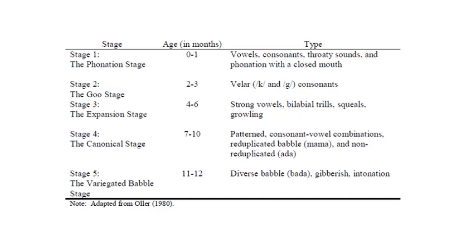We begin with the phonation stage that is basically a few vowels, consonants, throaty sounds, and phonation with a closed mouth. We then move on to what's called the GOO stage, which begins to incorporate velar consonants. Stage 3 is the expansion stage, which includes strong vowels, bilabial trills, squeals, and growls. Then, the canonical stage starts to look a lot more like language as patterned consonant-vowel combinations are introduced. And lastly, variegated babble allows a child to play with all the sounds that eventually will form words.